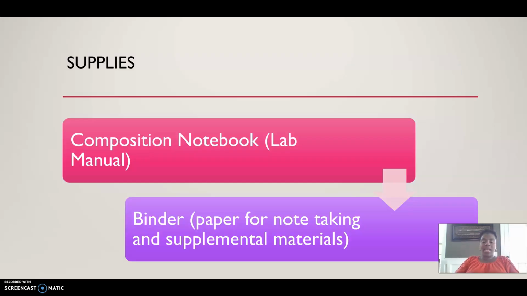The supplies that you would need for the class are a composition notebook that will be used for a lab manual, and a binder with paper for note taking. This would also be where you would house all supplemental material, worksheets, or any papers that are provided to you for the class.